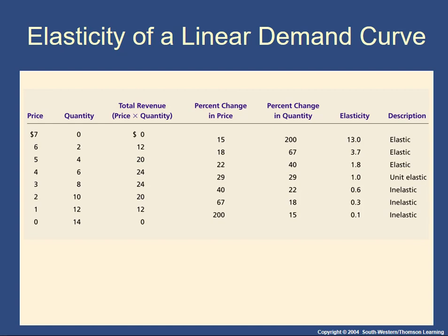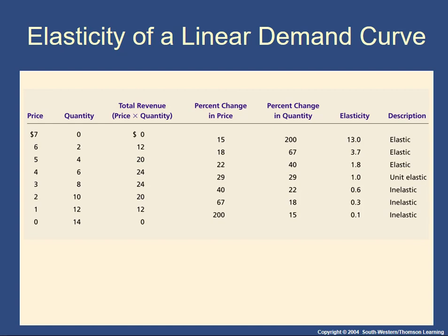And then as we move down, for a price of 6, you get 2 units. A price of 5, you get 4 units demanded. And you move all the way down to a price of 0, where the maximum quantity demanded would be 14. So this is a linear demand curve. Every time you move down $1 on the price, you get exactly 2 more units in terms of quantity demanded. So that's a constant slope. This is a linear demand curve.